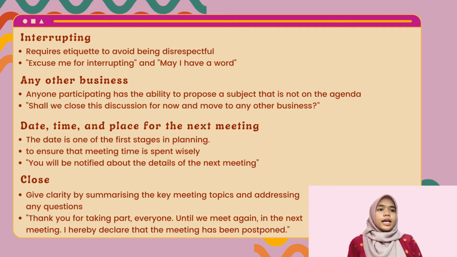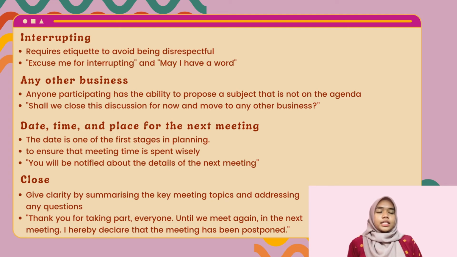Secondly, any other business. Typically, business meetings conclude with the chairperson asking whether there is any other business. Anyone participating has the ability to propose a subject that is not on the agenda, and it will be asked when matters that need to be discussed in the meeting have been covered, such as, shall we close this discussion for now and move to any other business?